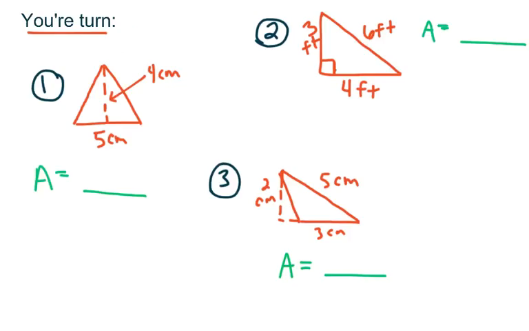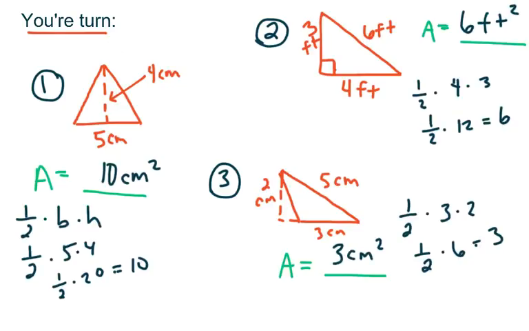Now it's your turn, so what I want you to do is pause the video, go ahead and solve and find the area of these 3 triangles using your base and height, then press play and check your answers with mine. So as you can see, for number 1, you should have gotten 10 centimeters squared. Number 2 should be 6 feet squared, and number 3 should be 3 centimeters squared. So check your answers. Make sure you're looking at my work to see if it matches yours.